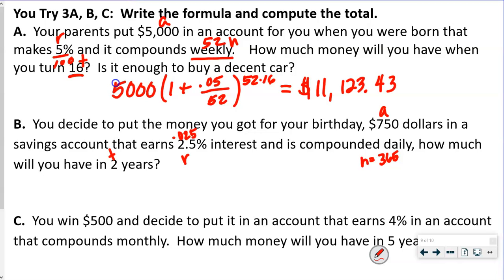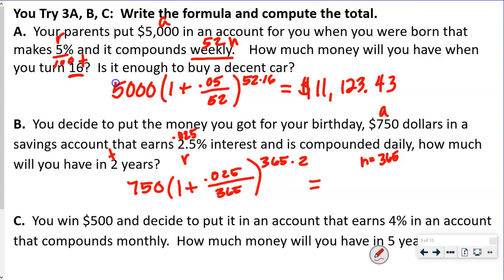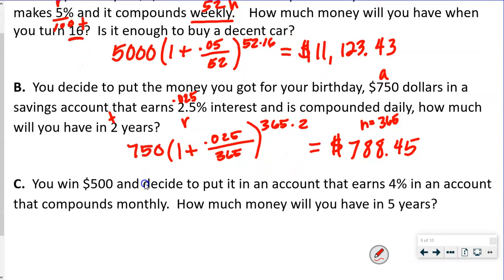So let's go ahead and put this in our formula, 750 times 1 plus 0.025 divided by what? 365 this time. And then we're going to take that to the 365 times what? 2, okay? So that's going to be equal to $788.45, okay? So again, remember, you can do this in your calculator by just doing 1 plus 0.025 divided by 365, and then take that to the 365 times 2 power, and then multiply that by 750. That's what I would do.